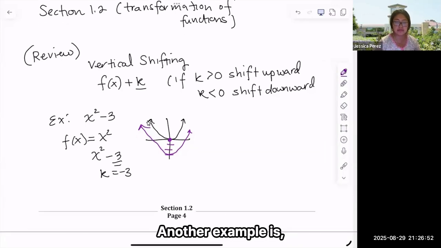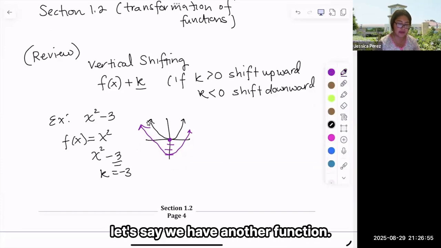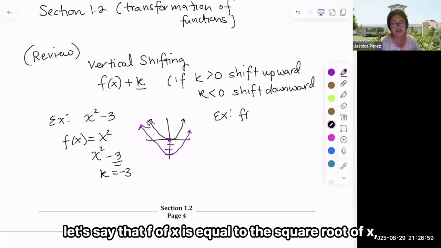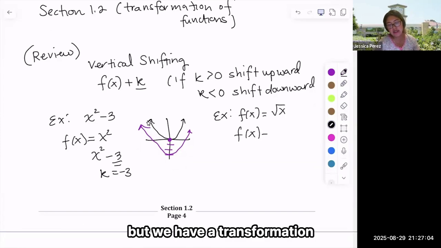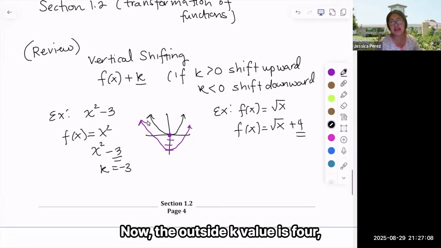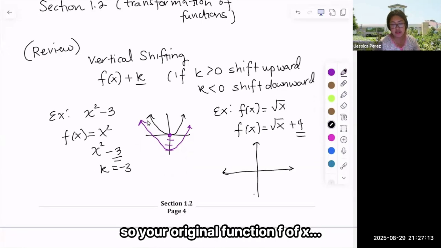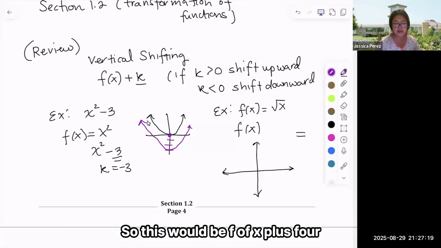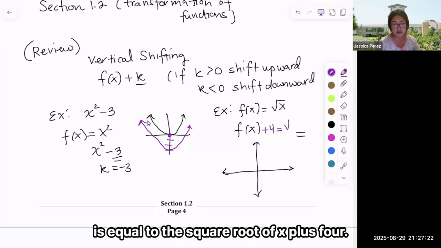Another example: let's say that f of x is equal to the square root of x, but we have a transformation that says the square root of x plus 4. Now the outside k value is 4. So your original function f of x, this would be f of x plus 4, which is equal to the square root of x plus 4.